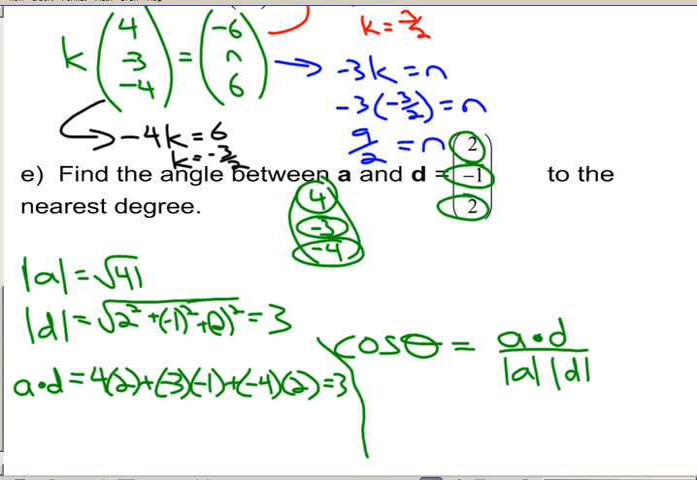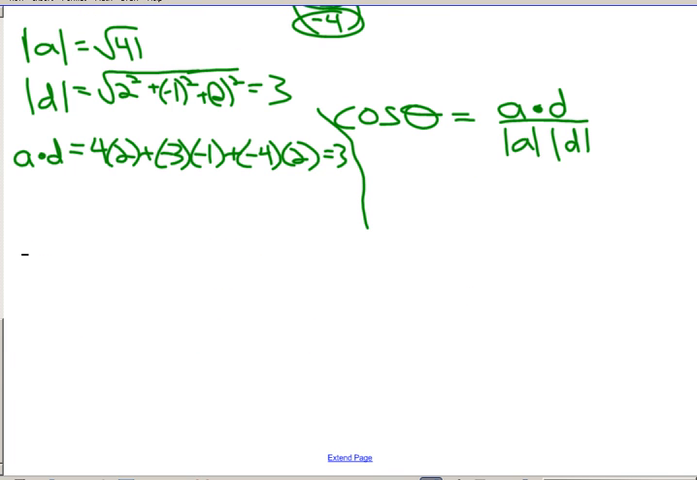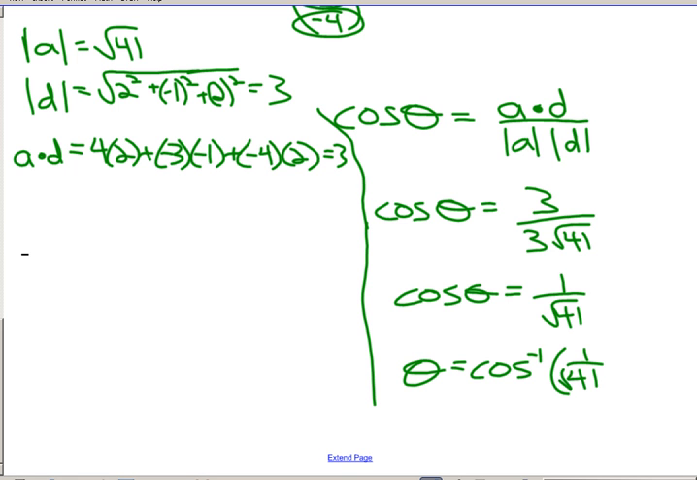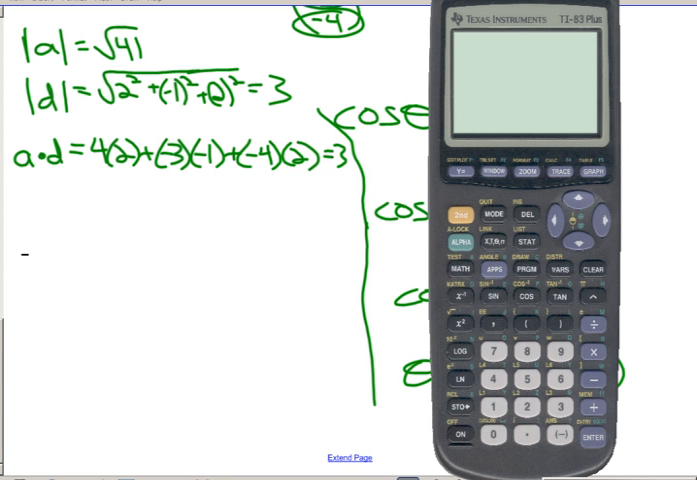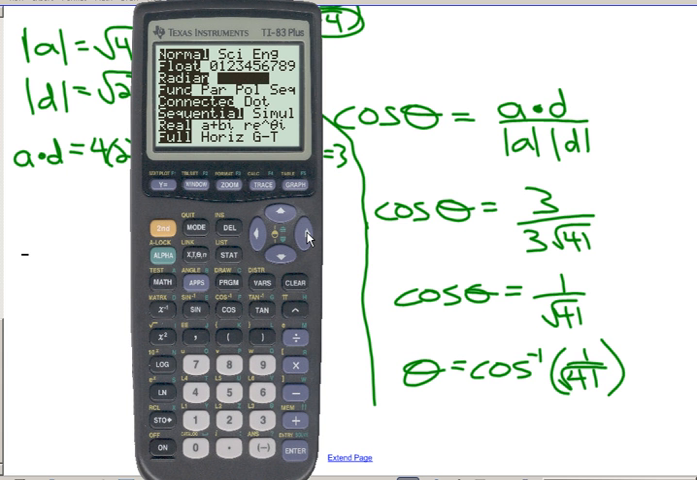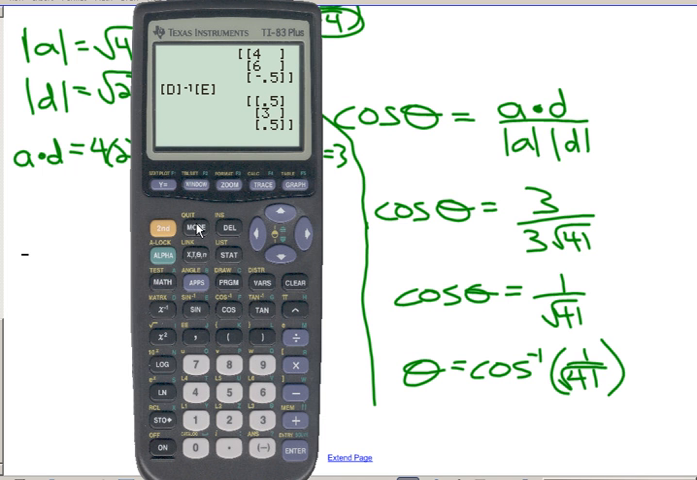Now I've got all the pieces that I need to substitute in. So I can say that cos of theta is equal to A dot D, that's 3, over mag A, mag D. I just reversed the order there, so I put my regular number out front. I can simplify it to 1 over root 41. And then to actually find the angle theta, I'm going to need to use arc cos, or inverse cosine, of 1 over root 41. The question says to the nearest degree, so that's making me think I probably better put it in degree mode. Okay, and I need to find the inverse cos of 1 divided by the square root of 41. That gives me 81 degrees.